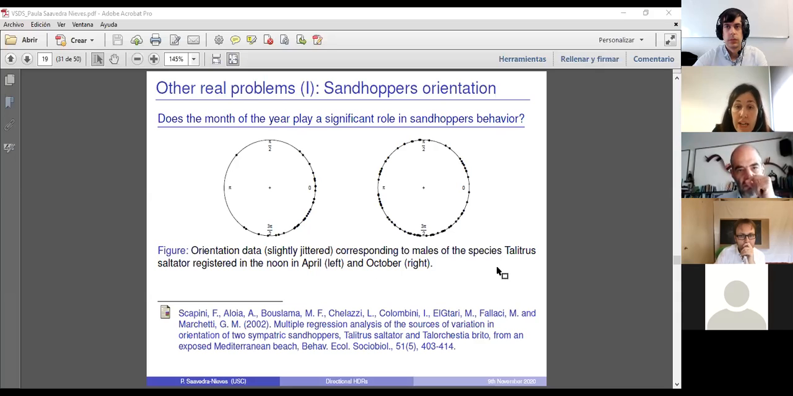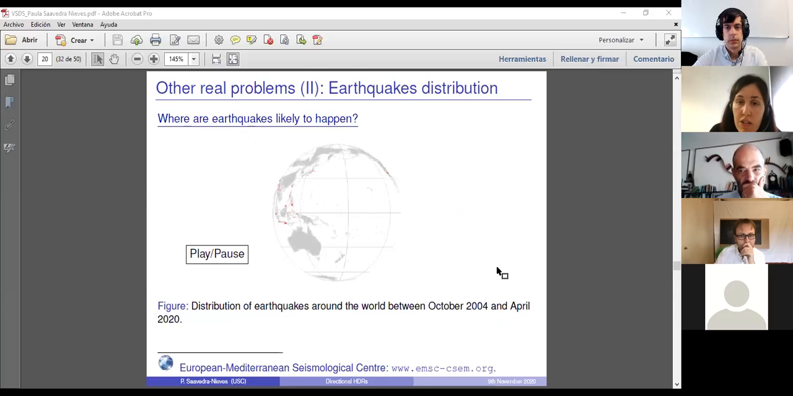So if we are able to estimate here the highest density region, we can identify perfectly the clusters of the two distributions and analyze the difference between these two situations. Well, another interesting problem is the next one.